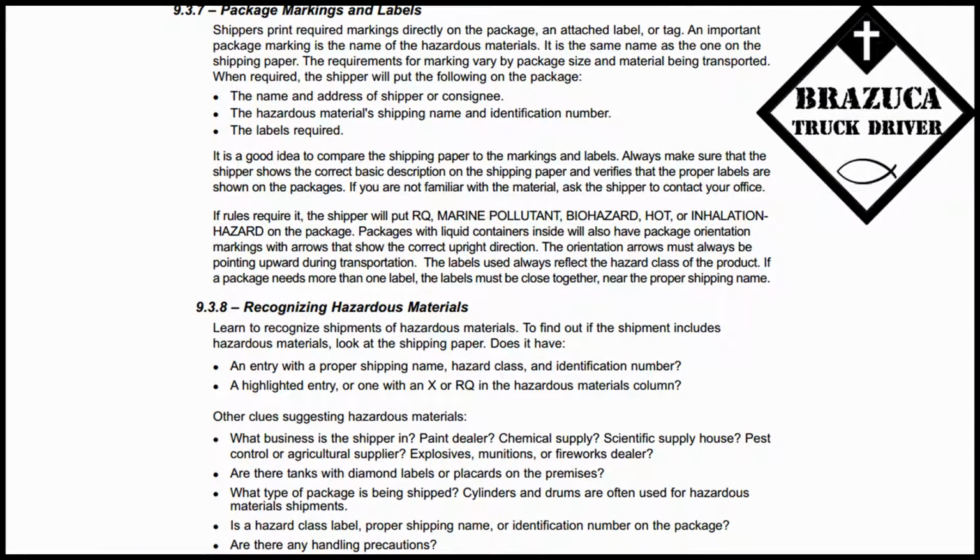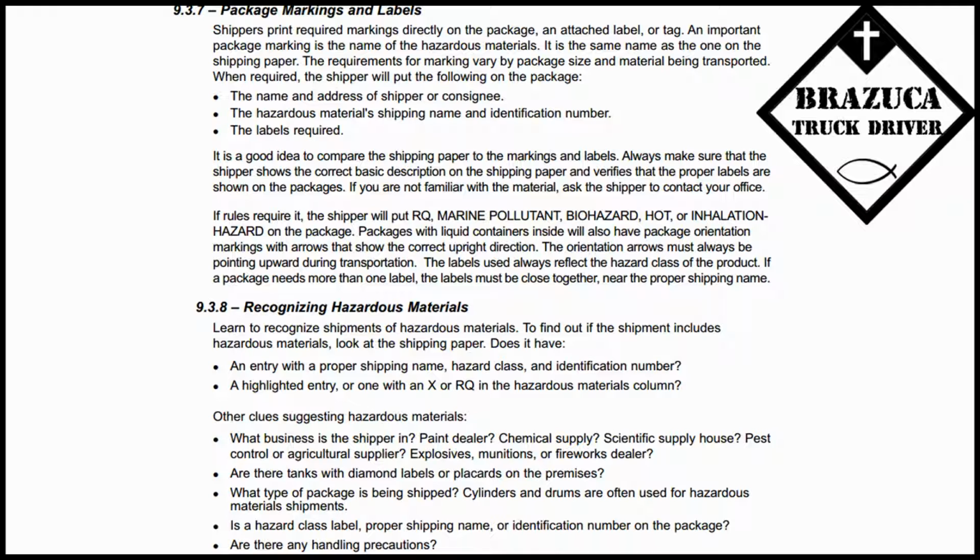9.3.7 Package markings and labels. Shippers must put markings directly on the package and attach labels or tags. An important package marking is the name of the hazardous material. It is the same name as the one on the shipping paper. The requirements for marking vary by package size and material being transported. When required, the shipper will put the following on the package: the name and address of the shipper or consignee, the hazardous material's shipping name and identification number, and the labels required.